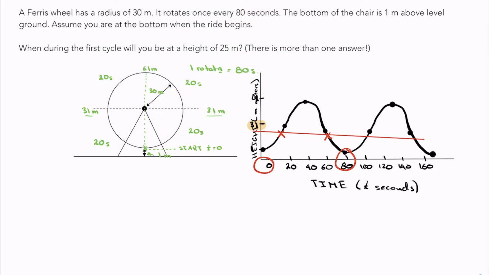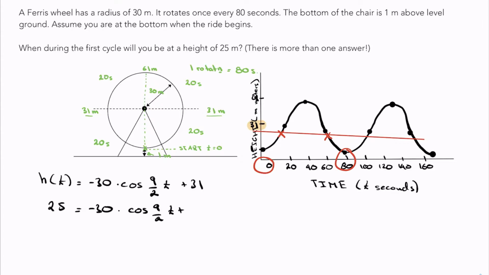Now, if you recall, the equation for this, the height, is h of t equals negative 30 times cos of 9 over 2 t plus 31. And my height is going to be 25, so I'm going to replace h of t with 25 equals negative 30 times cos 9 over 2t plus 31. And let's continue to solve.